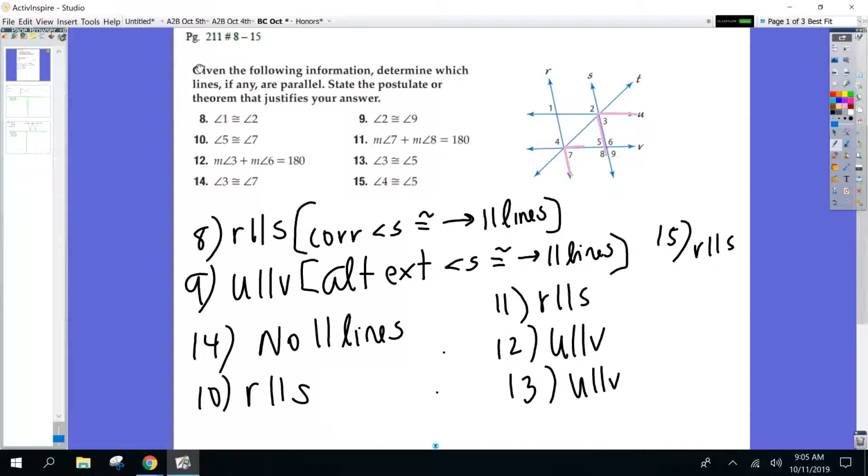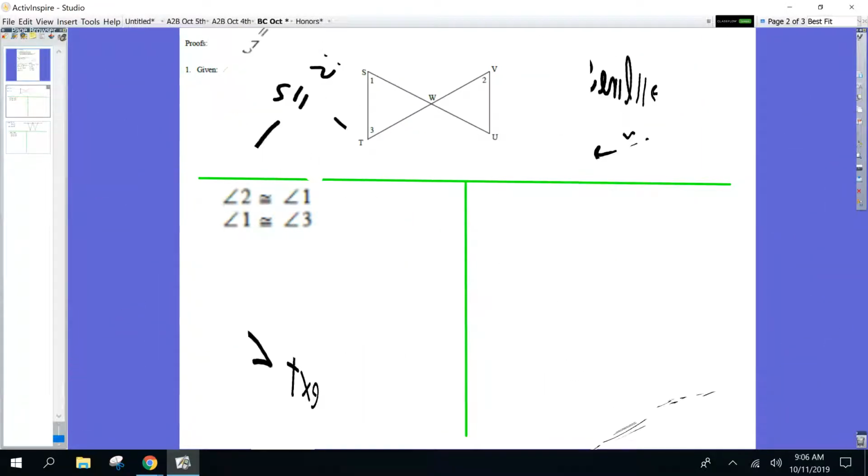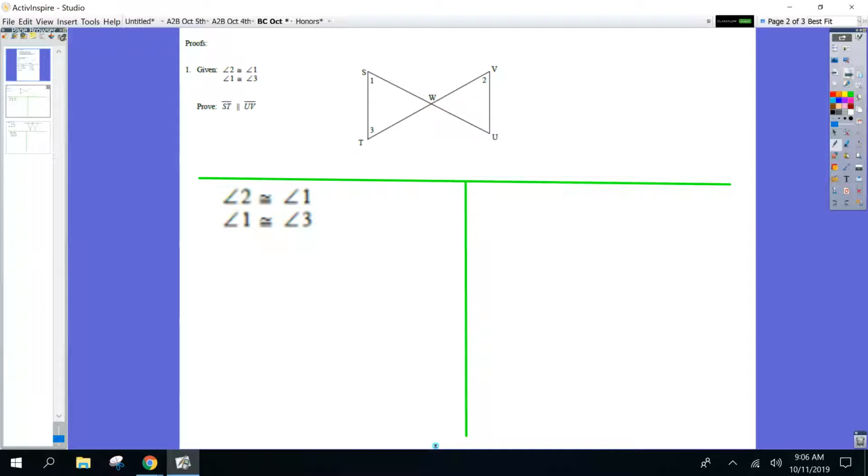Okay, can we apply this now to a statement's reasons? Let's find out. Go ahead, get set up, kids.